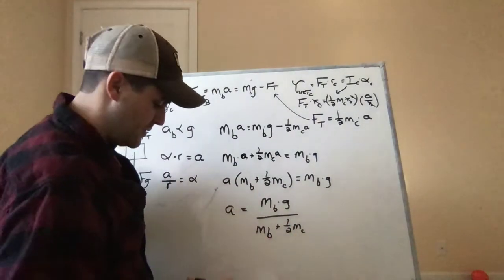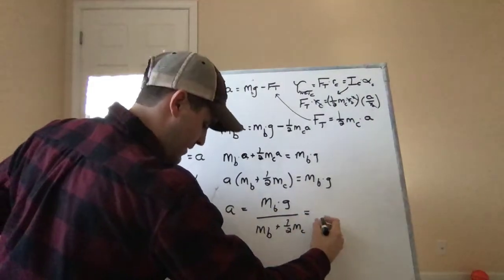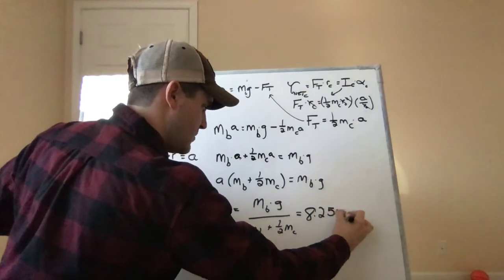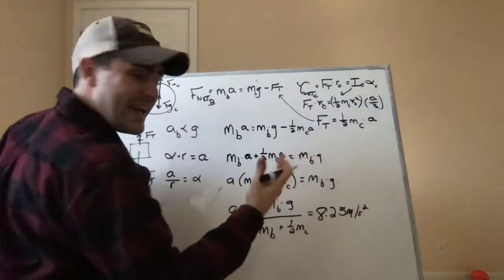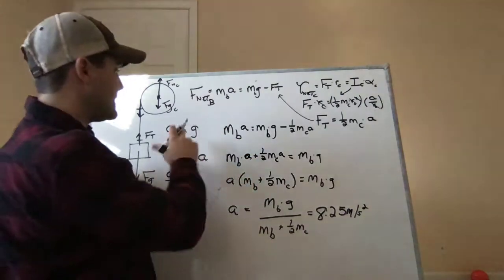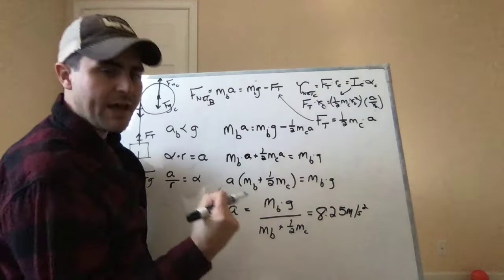I plug those values in, and you can do this at home. You plug your values in, and I end up with 8.25 meters per second squared. That's my acceleration of the bucket. Let's double back and check with a. I said it would be less than little g, which is 9.8. Is it? Yes, it checks out.